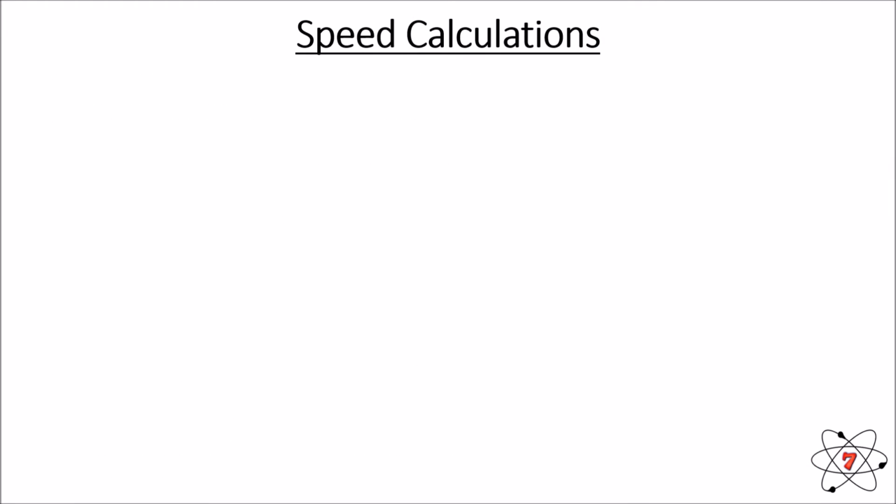Now, it's really important that we can also do calculations involving speed. And the three parts of our equation are always going to involve speed, distance, and time, because we know that speed is equal to distance divided by time. Or we can write S equals D over T. So either of these ways are absolutely fine. We've shown that speed is equal to distance divided by time.